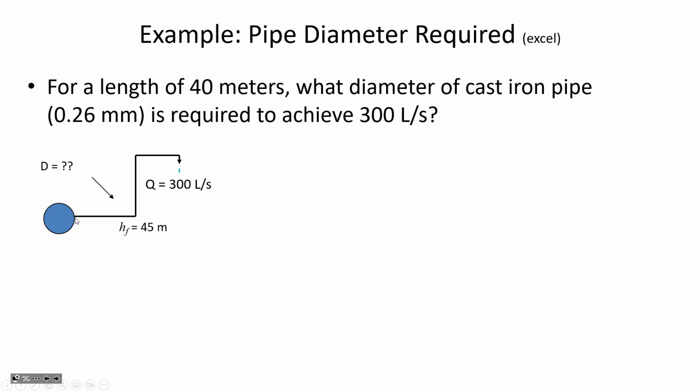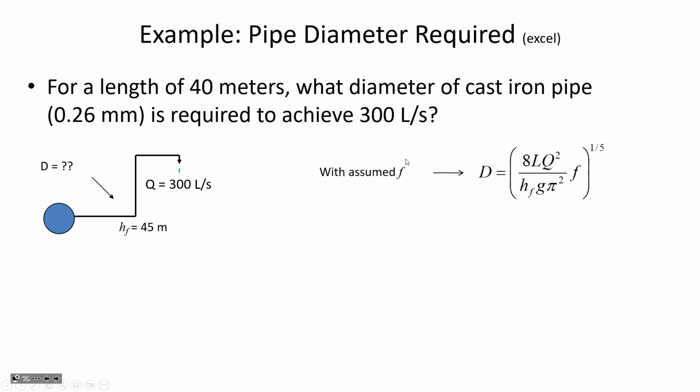So we're trying to take water a distance of 40 meters through some pipe, and what we're going to do is say that 45 meters of head loss is acceptable. That's how much energy we can afford to lose as the water flows through that pipe.